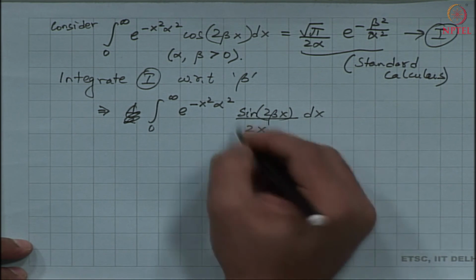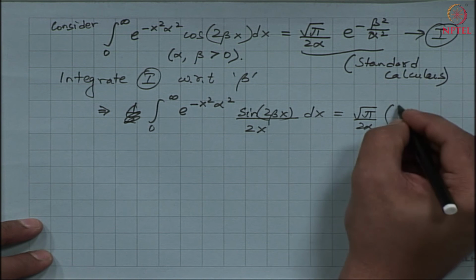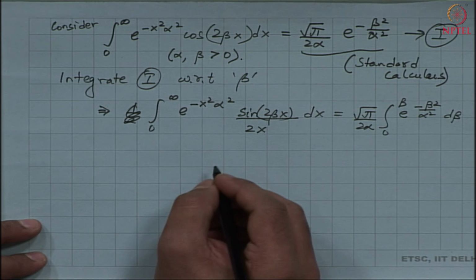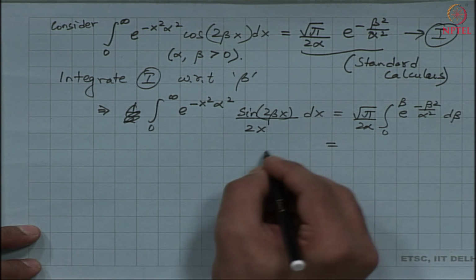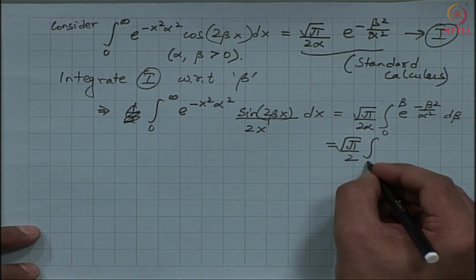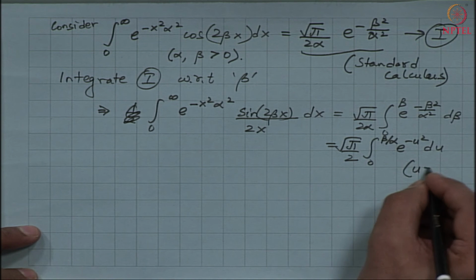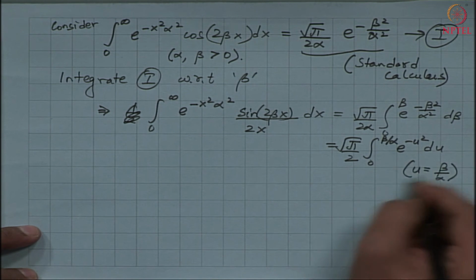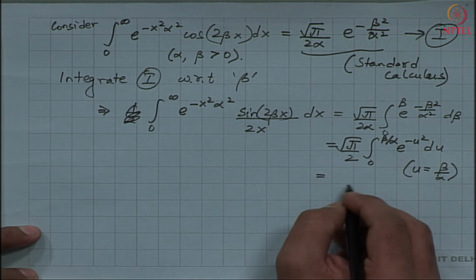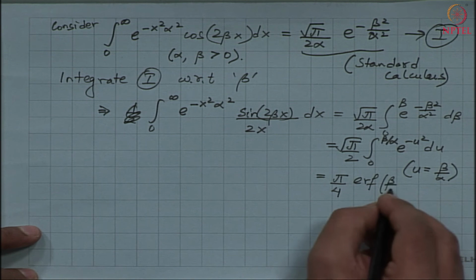So, this is integration with respect to beta, and that is also equal to square root pi by 2 alpha integral from 0 to beta e to the power negative beta square by alpha square d beta. When I change my variable, I get that the right hand side is the integral from 0 to beta by alpha of e to the power negative u square du, where my variable u is beta by alpha. I know that the right hand side is nothing but pi by 4 of the error function of beta by alpha.